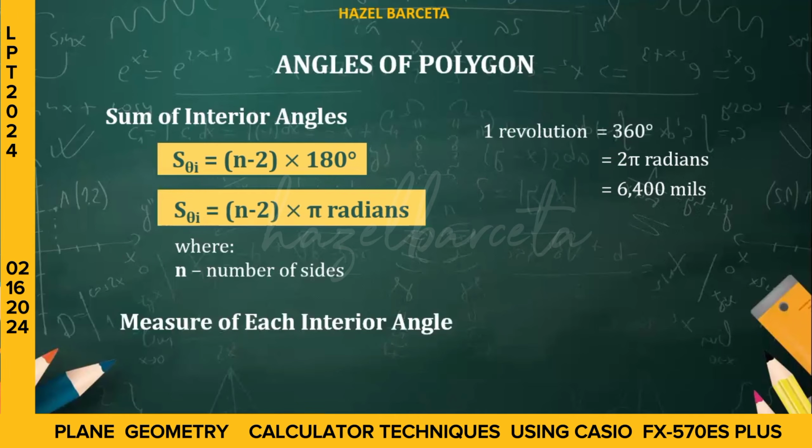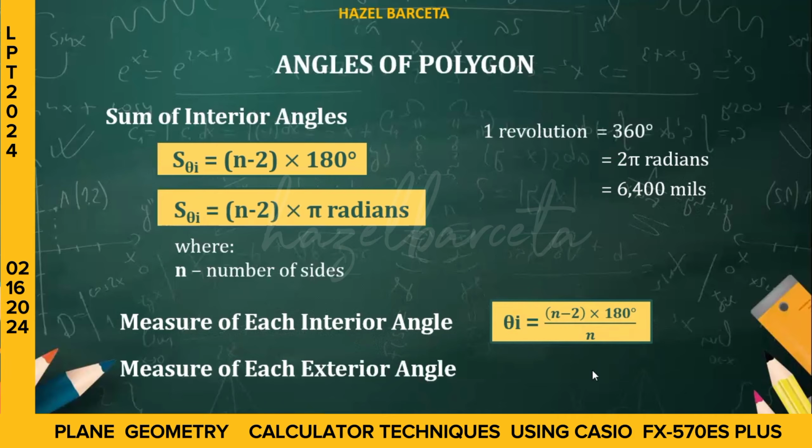Measure of each interior angle. So, ito ay sum. Kapag isosolve po natin yung bawat interior angle, i-divide lang po natin ito ng number of sides. So, ayan. Quantity of n minus 2 times 180 over n. So, kapag naka-radians, ito lang din, divide lang po natin ng n. Measure of each exterior angle naman, theta E is 360 over n. So, madali naman siyang tandaan.